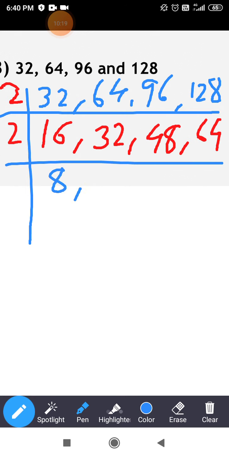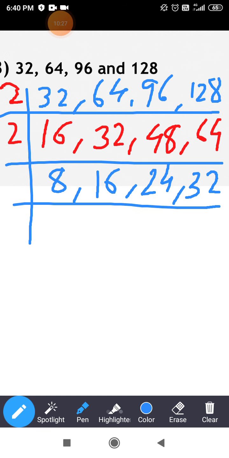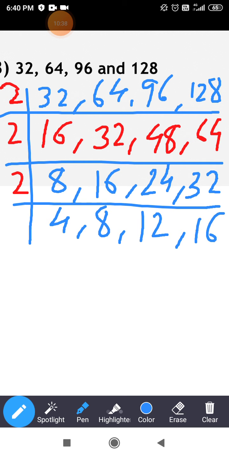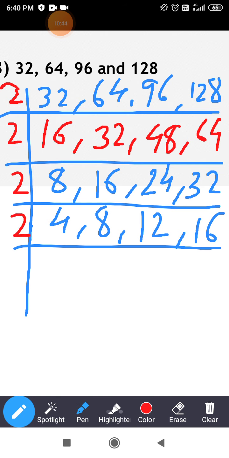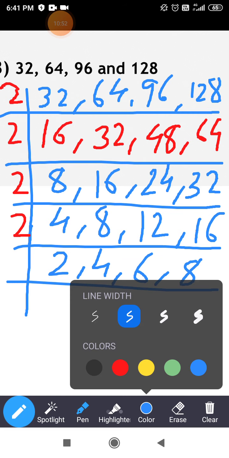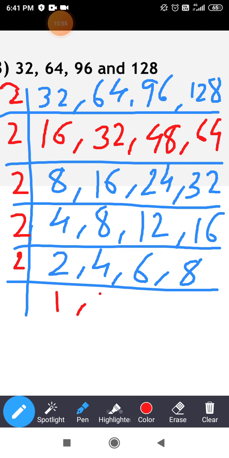2 eights are 16, 2 ones are 2, 2 sixes are 12, 2 twos are 4, 2 fours are 8, 2 threes are 6, 2 twos are 4. Again, if you observe, I'm getting even numbers only, so I'll divide by 2. 2 fours are 8, 2 eights are 16, 2 twelves are 24, and 2 ones are 2, 2 sixes are 12, 2 sixteens are 32. Again, I'm getting even numbers, so I will divide by 2. 2 twos are 4, 2 fours are 8, 2 sixes are 12, 2 eights are 16. Again I am getting even numbers, so I will divide by 2. 2 ones are 2, 2 twos are 4, 2 threes are 6, 2 fours are 8.